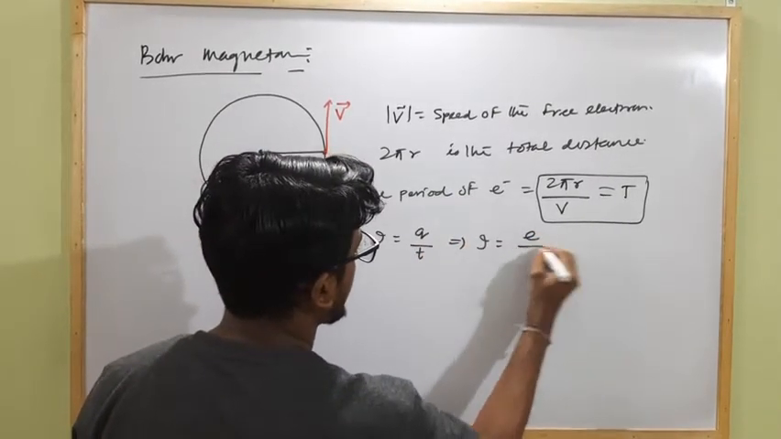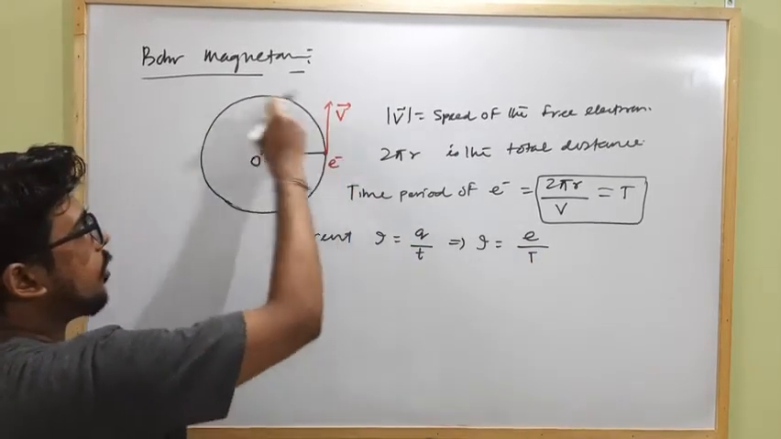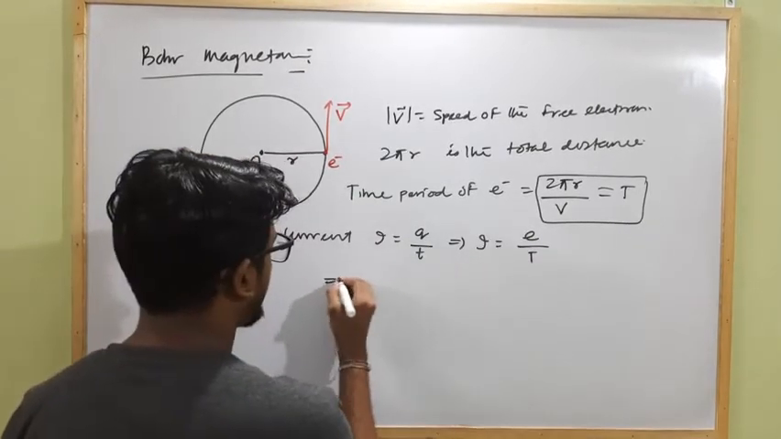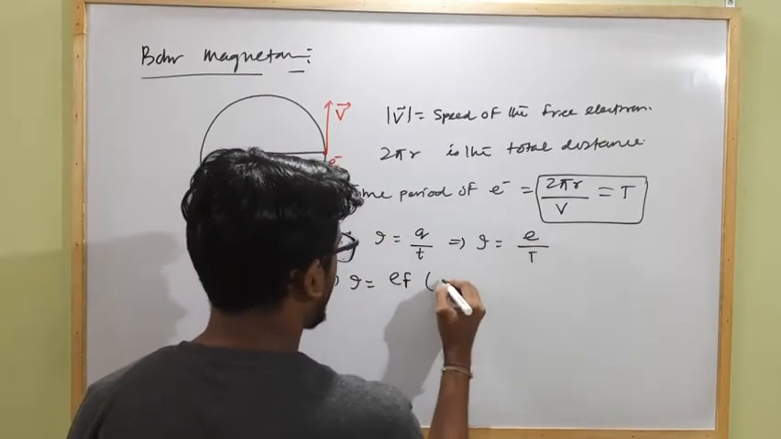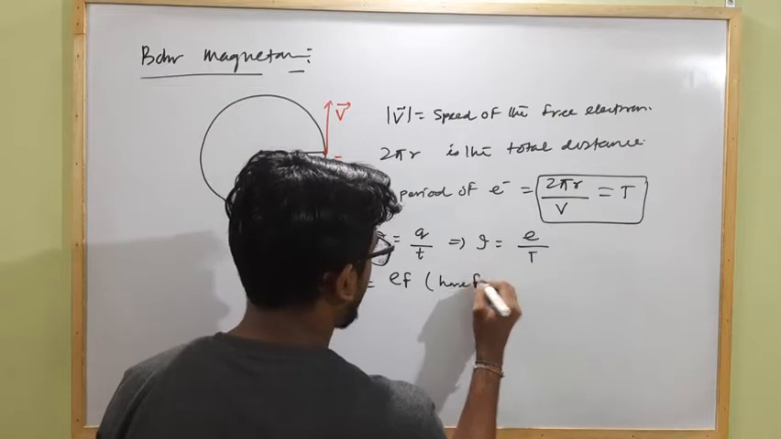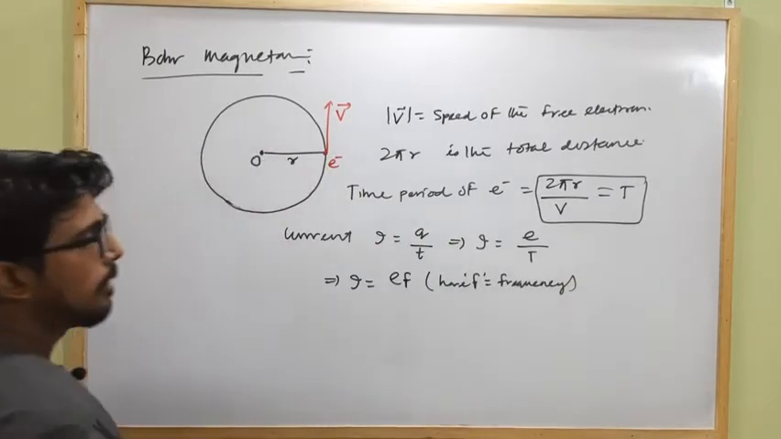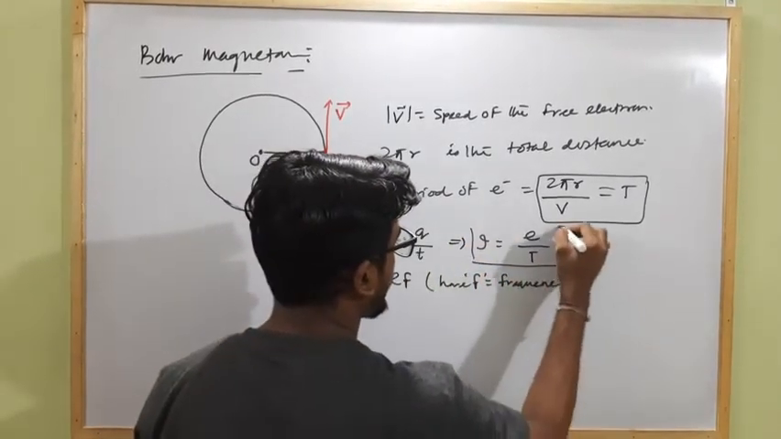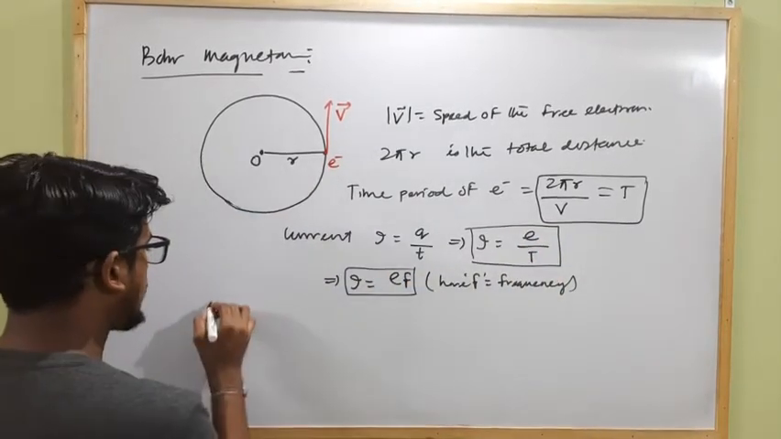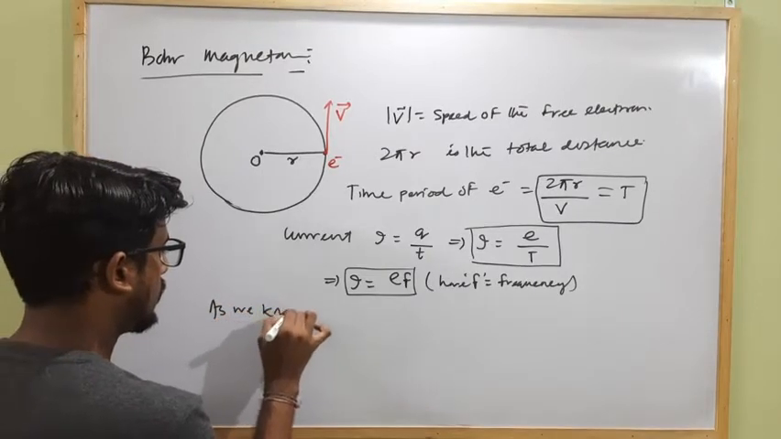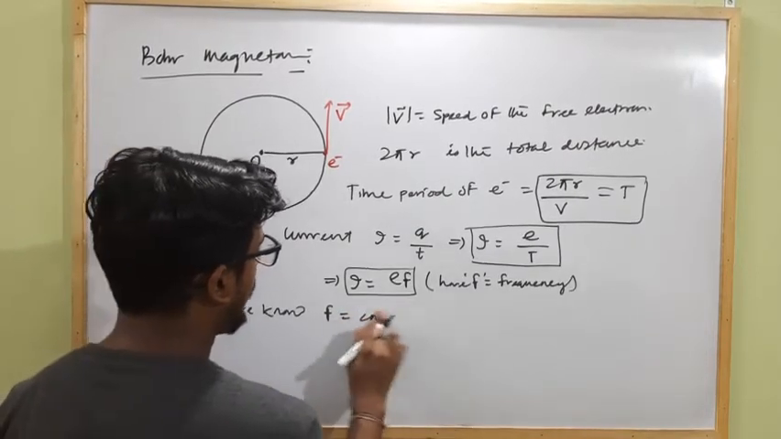Total charge is E divided by total time, which is the time period, because in one time period the electron will complete the path. So this implies we can write I equals, what is E by T, will be E into f. What is f? Here f equals the frequency of the electron. So we can write the current flowing through the circular orbital path is E by time period, or E into frequency, or else, as we know, frequency will be omega by 2 pi.